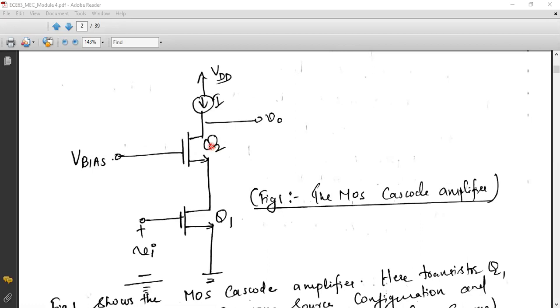You need to understand the difference between cascading and cascoding. Cascading means we will be cascading identical transistors together. That means the output of the first transistor is given to the input of the second transistor. That is called cascade. Whereas in cascode, what we are doing is we take two non-identical configurations and put them together.